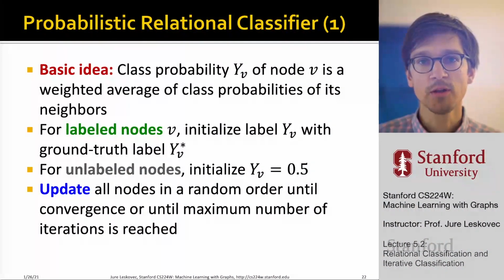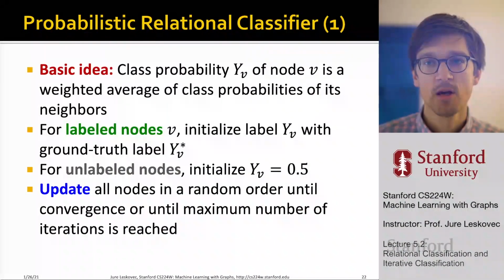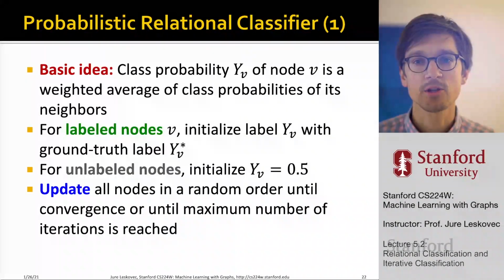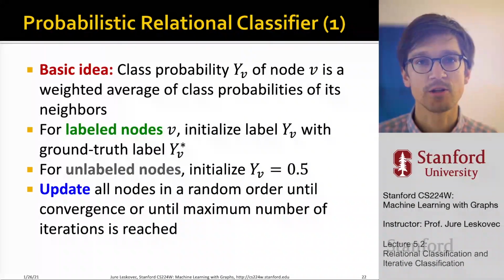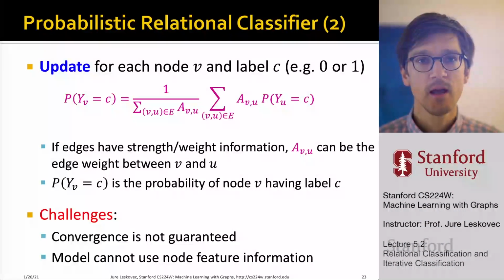And just to note, here we are only going to use node labels and network structure, but we are not yet going to use node attributes. So this works even if nodes only have colors and there are no attributes or features attached to the nodes. So how are we going to do this update? We are going to update using this formula that I show here.